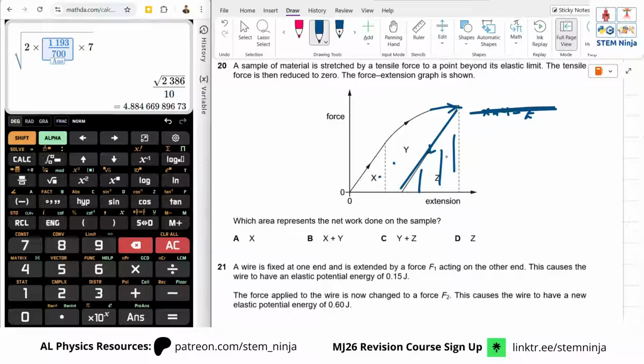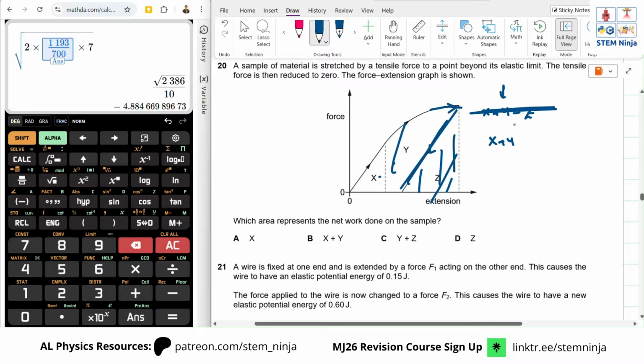Sorry, no, x plus y only, because when I wrote y over here, I meant this complete thing. So y plus z. So x plus y would be the right answer.